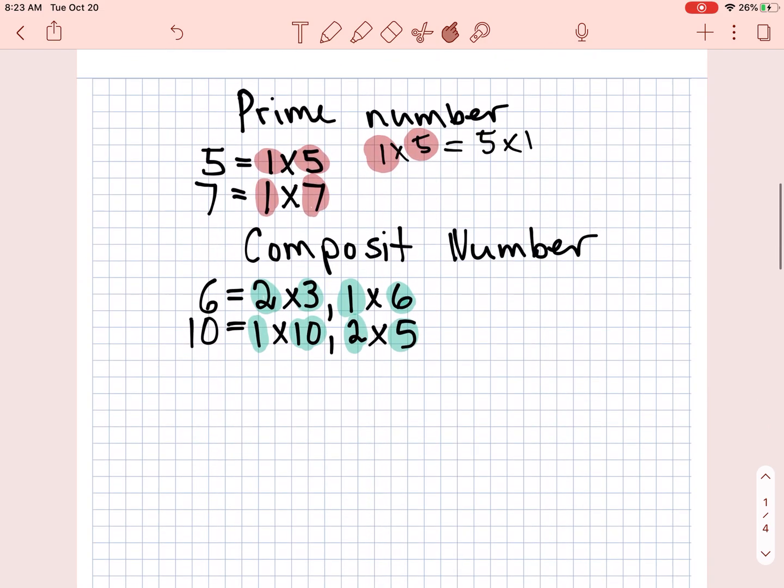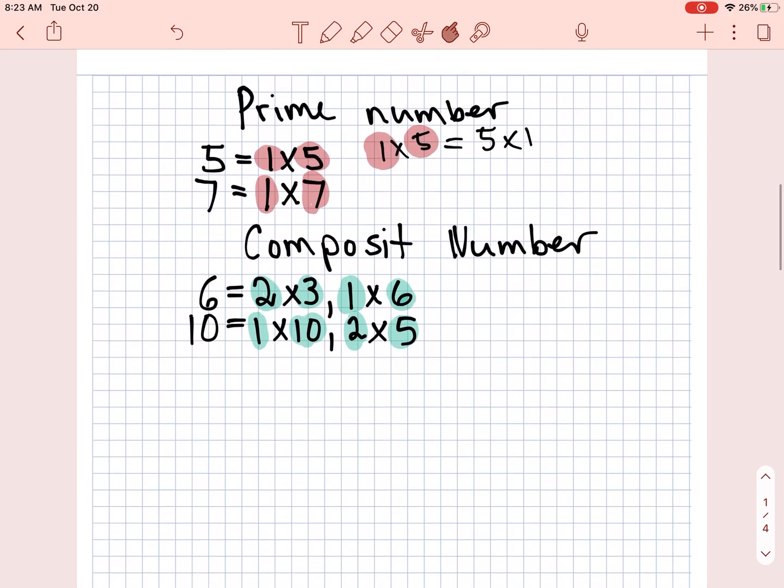We talked a little bit about what makes a prime number prime. A prime number only has 2 factors. Those factors are 1 and itself.